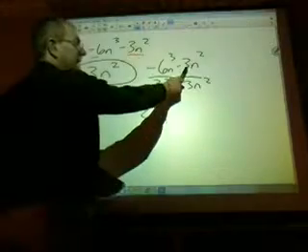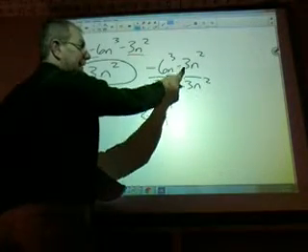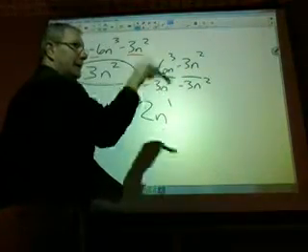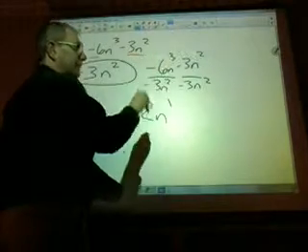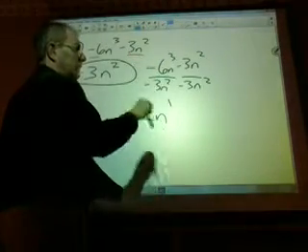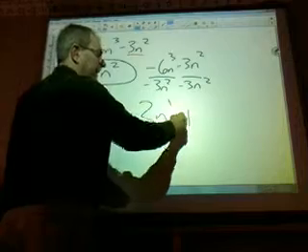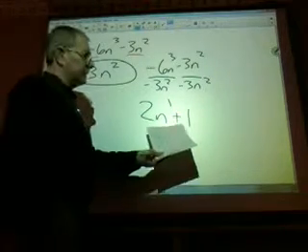Okay, now I see negative 3 and negative 3. Divide. Negative 3 divided by negative 3. And we all write 1, and that's positive, so I'm going to go ahead and put a little plus there, plus 1.